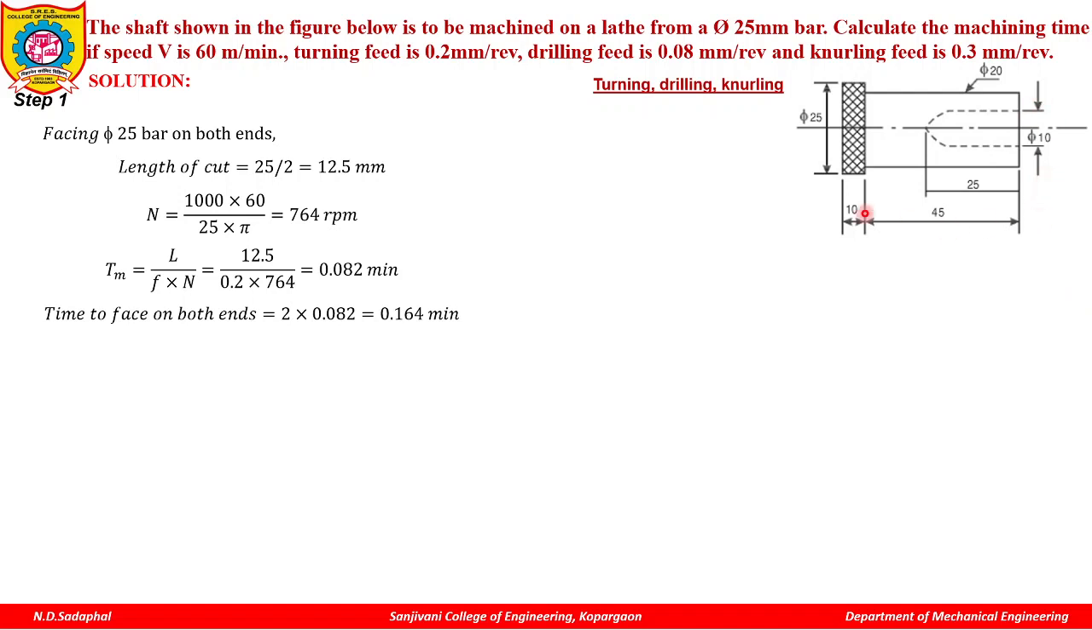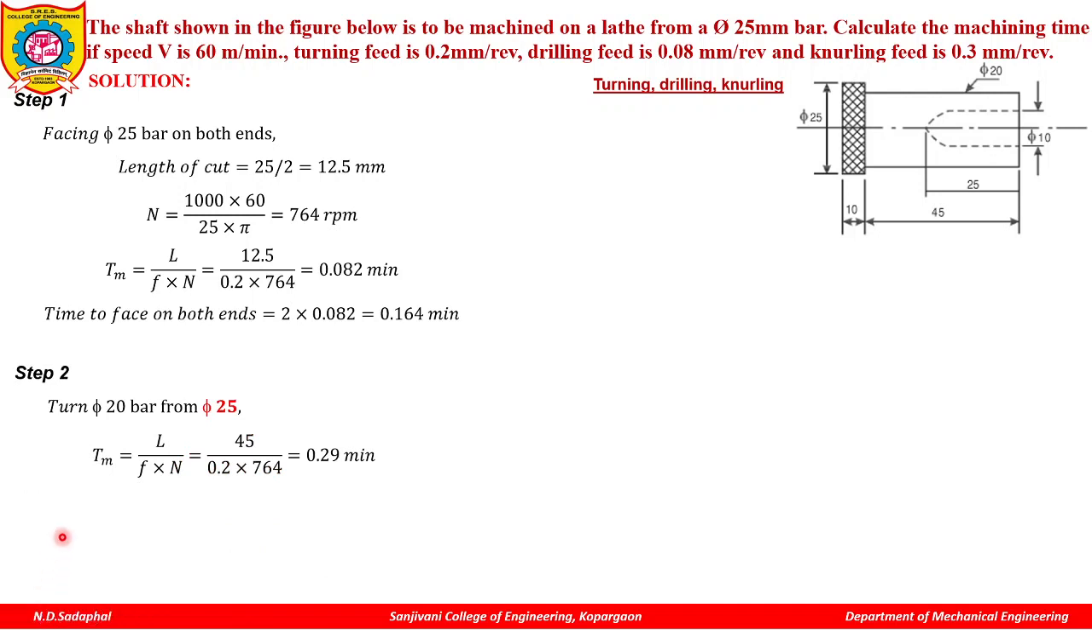12.5 on one side, and 12.5 on the other side. So total 25 mm you have to cut. So total length of job will be 45 plus 10 plus 25, meaning 12.5 on one side and 12.5 on the other side.